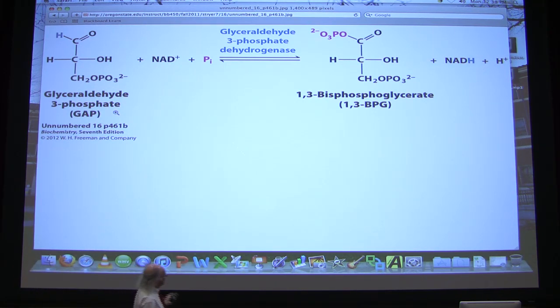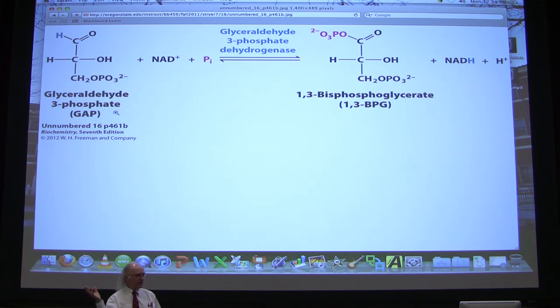The oxidation converts NAD into NADH, as you can see here. And this reaction is interesting. If we compare it, for example, to the hexokinase reaction or the PFK reaction, those reactions were putting a phosphate onto something, right? And I told you that putting that phosphate onto something required hydrolysis of ATP. That's why they used ATP. We're putting a phosphate onto something, and we're not using ATP. What does that tell you about this reaction?